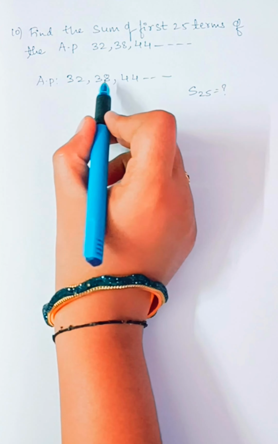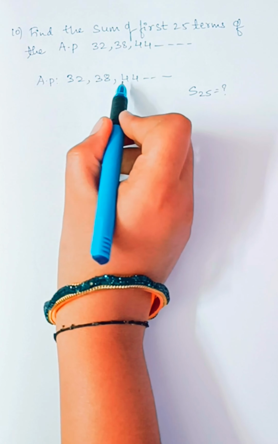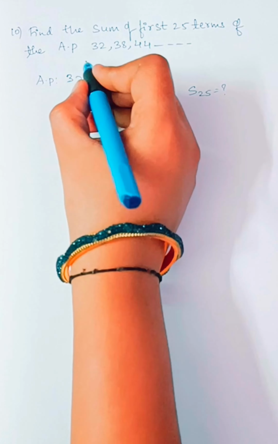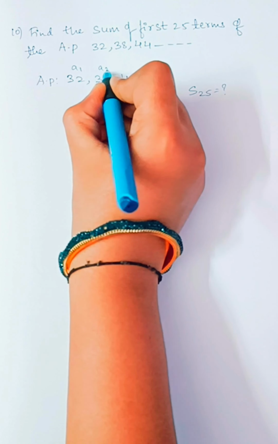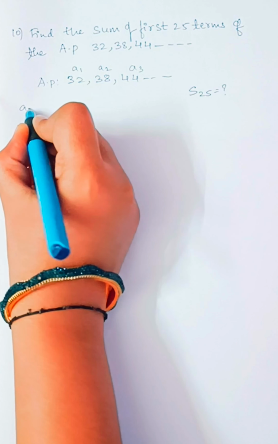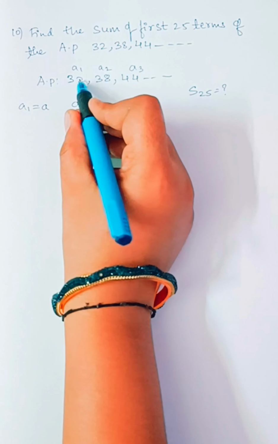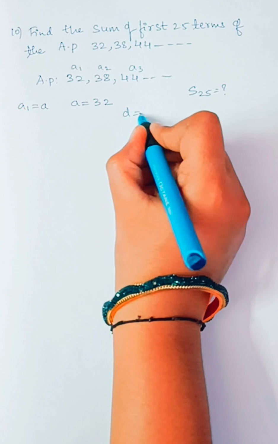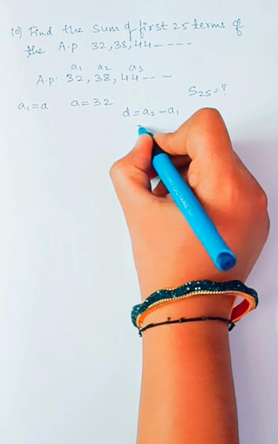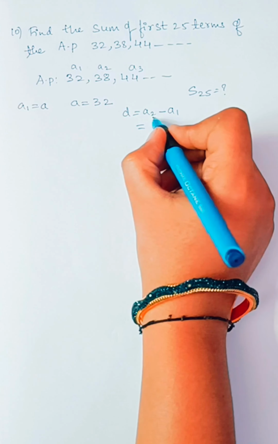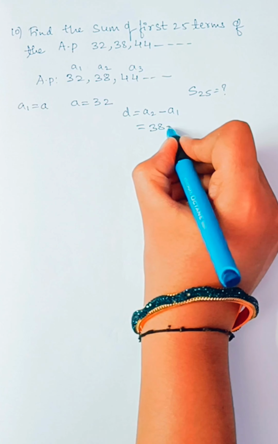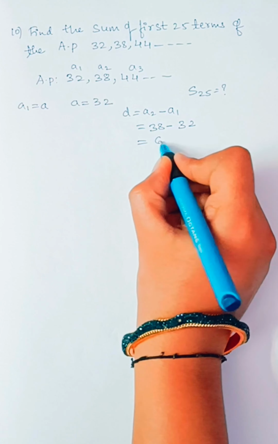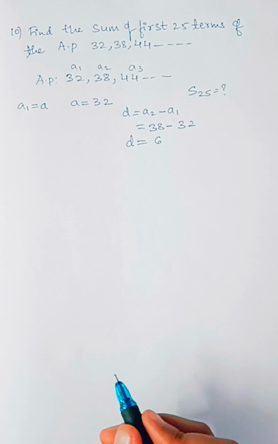Now in the given AP, what things we need to find? We need to find the first term. The first term is a, so this is a1, a2 and a3. a1 is equal to a, so the first term a will be 32. And the common difference d is equal to a2 minus a1. So a2 is 38 minus a1 which is 32. If you subtract, you will get 6. So the common difference is 6.